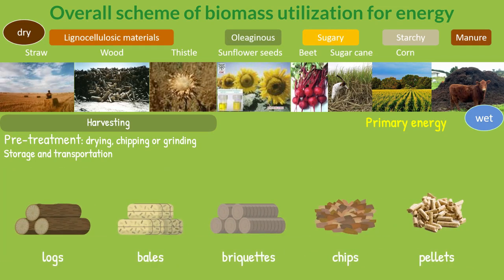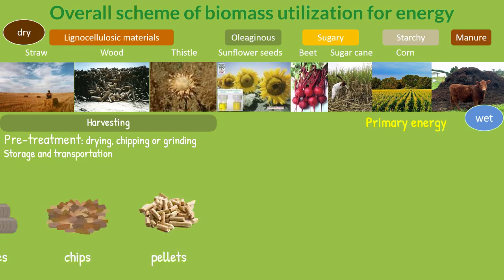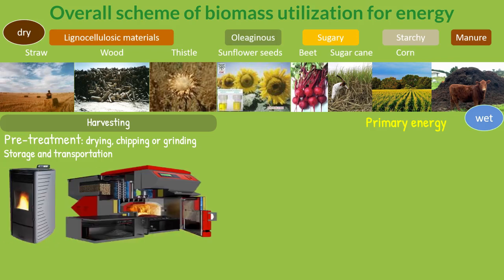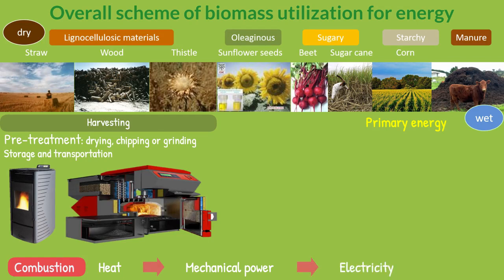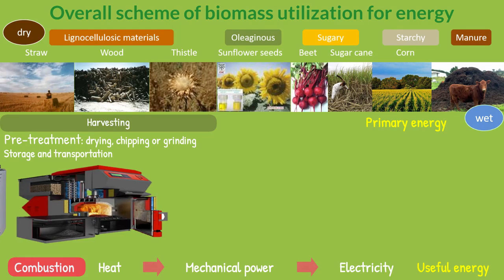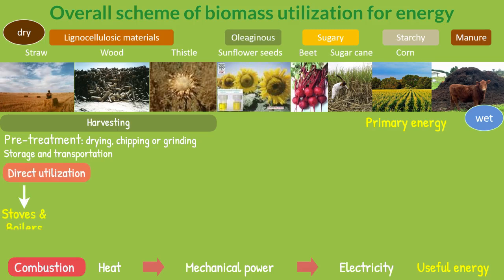Logs, bales, briquettes, chips, and pellets of lignocellulosic materials can be used directly in stoves or boilers, where biomass is burned. Combustion releases heat. Using a Rankine cycle, mechanical energy can be produced from heat. Mechanical energy can be used to generate electricity. Useful bioenergy refers to the net energy generation, for instance in the form of electricity or heat, excluding transformation losses. We call direct utilization to the use of lignocellulosic materials without using any conversion process.